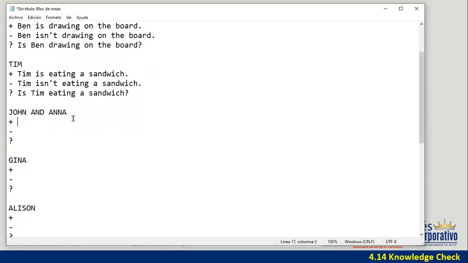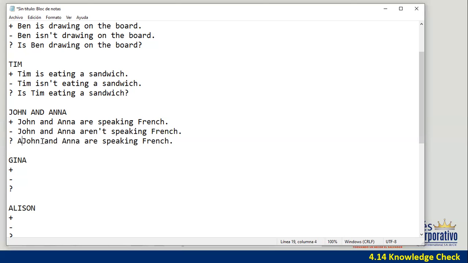What about John and Anna, guys? John is talking to Anna. Okay, John and Anna are speaking French, ¿verdad? Están hablando francés, porque le dice bonjour y él le dice comment ça va. Por ahí escuché también John and Anna are talking, y John is talking to Anna. También está bien, no hay ningún problema. Y sería: John and Anna aren't speaking French. Luego la pregunta: Are John and Anna speaking French?